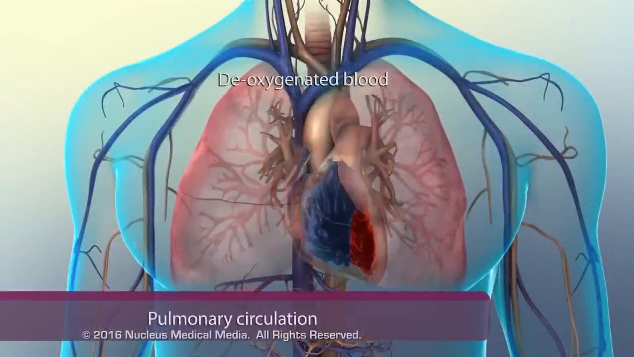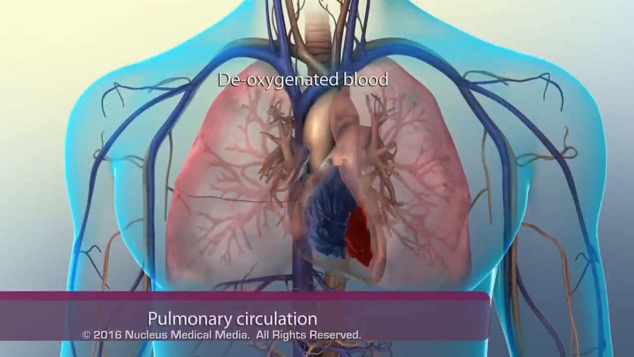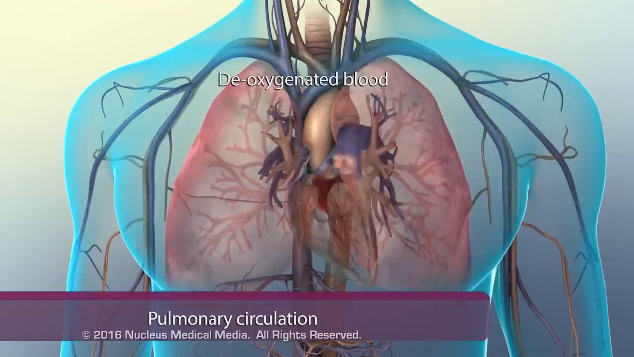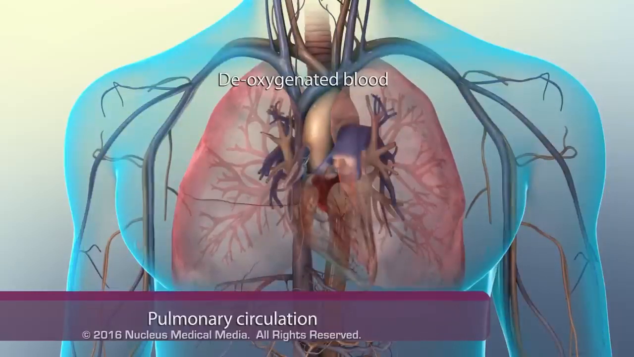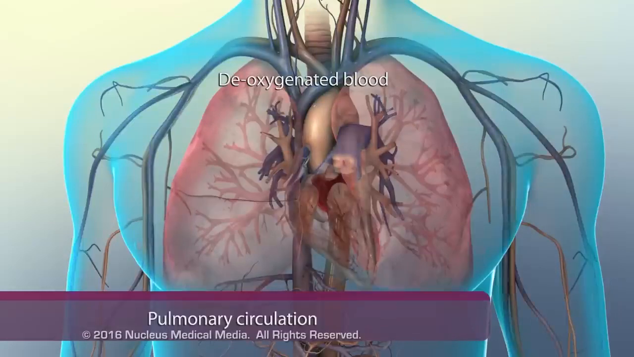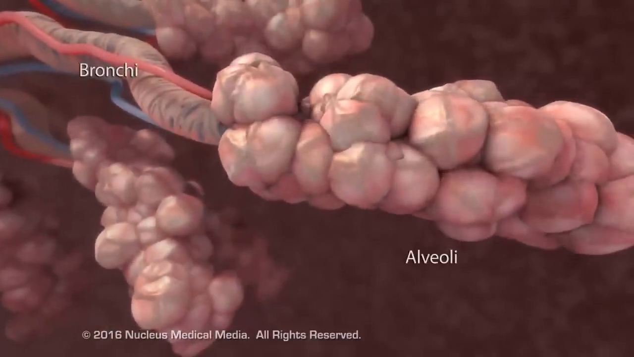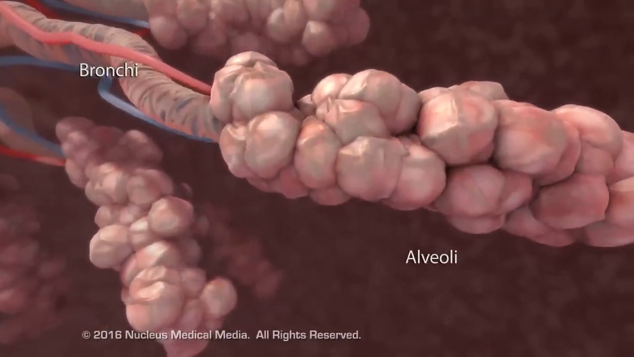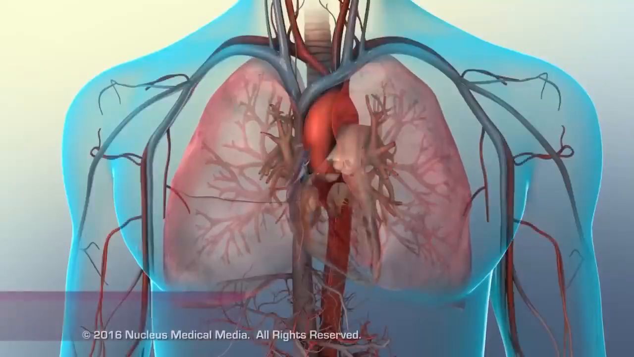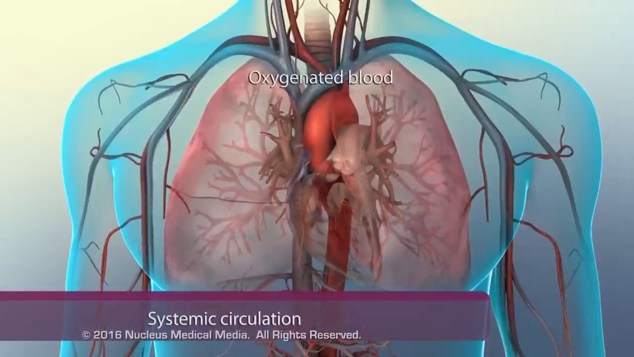The right side of the heart produces pulmonary circulation. This is the movement of deoxygenated blood from the body through the right atrium and ventricle, out through the pulmonary artery, and to the lungs. Blood oxygenated in the lungs alveoli returns to the heart through the pulmonary veins.